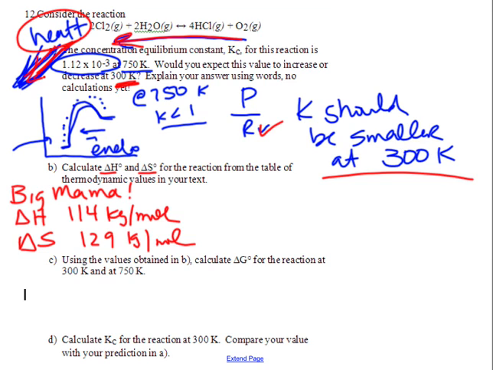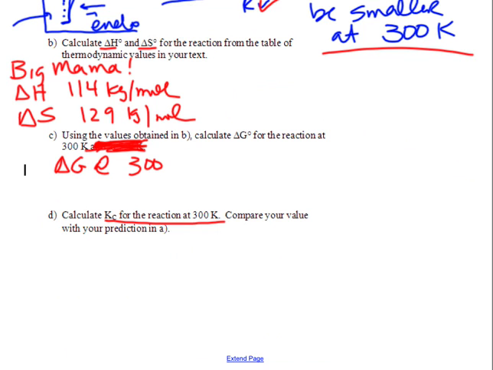Now it says, using the values obtained in B, calculate the delta G for the reaction at 300. We don't need it at 750. The reason is we already know the K at 750, and that's the goal. Here we're going to find the K at 300 and compare it to the K at 750. So I only need the delta G at 300. And that's what I want us to calculate. So my question to you is, how do I calculate the delta G at 300?